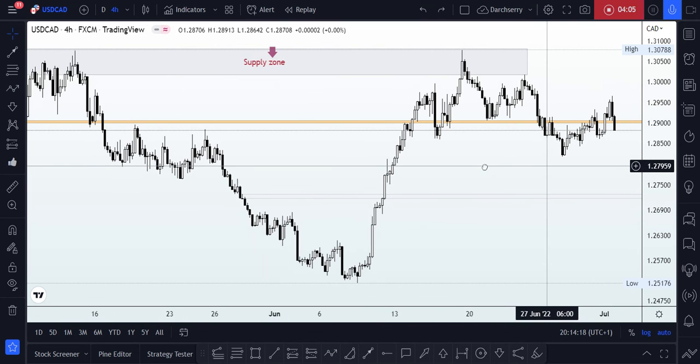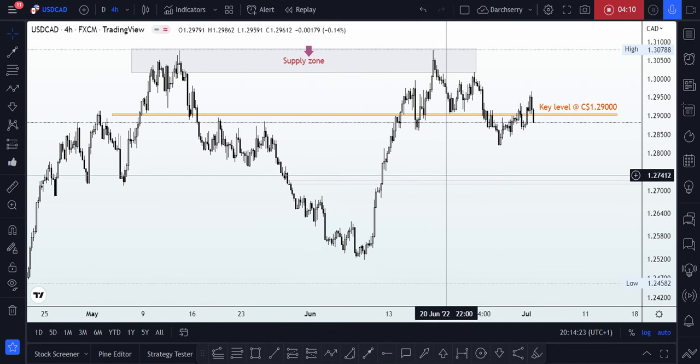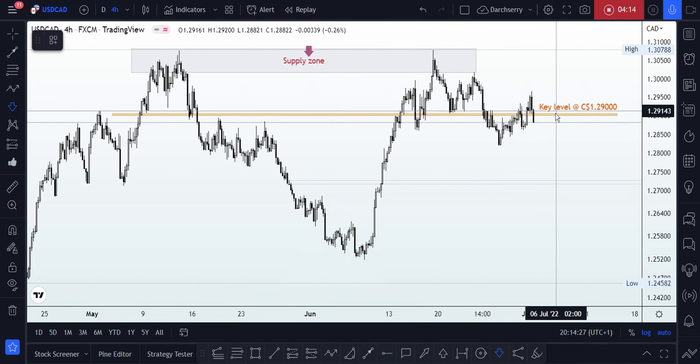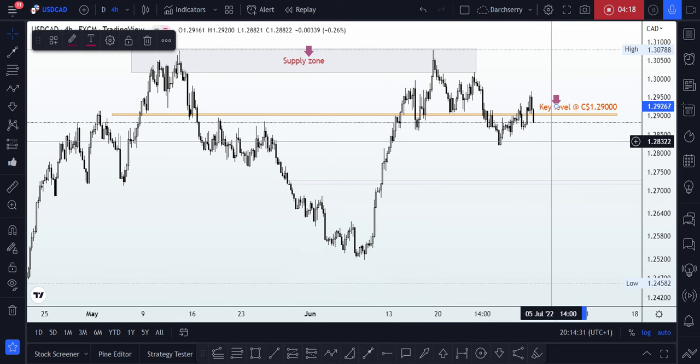So one thing I want to be looking out for here on the USD CAD is to take advantage of a selling momentum right below the key level at 1.29 area. So if we are going to be taking a selling opportunity here, where will our take profit target be?